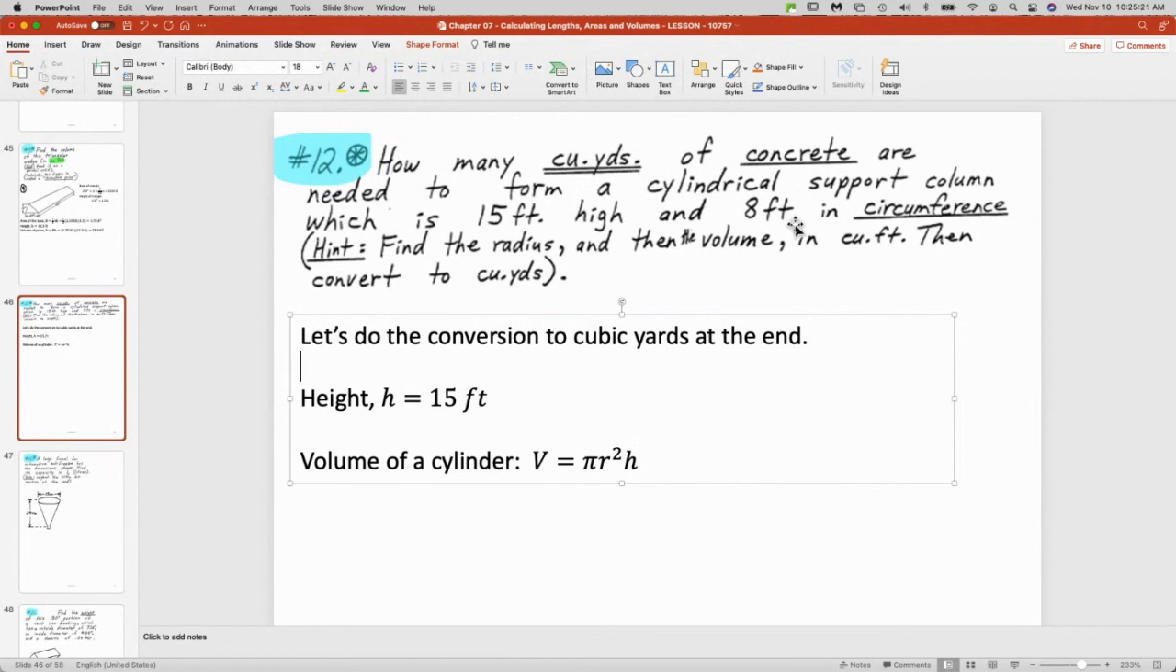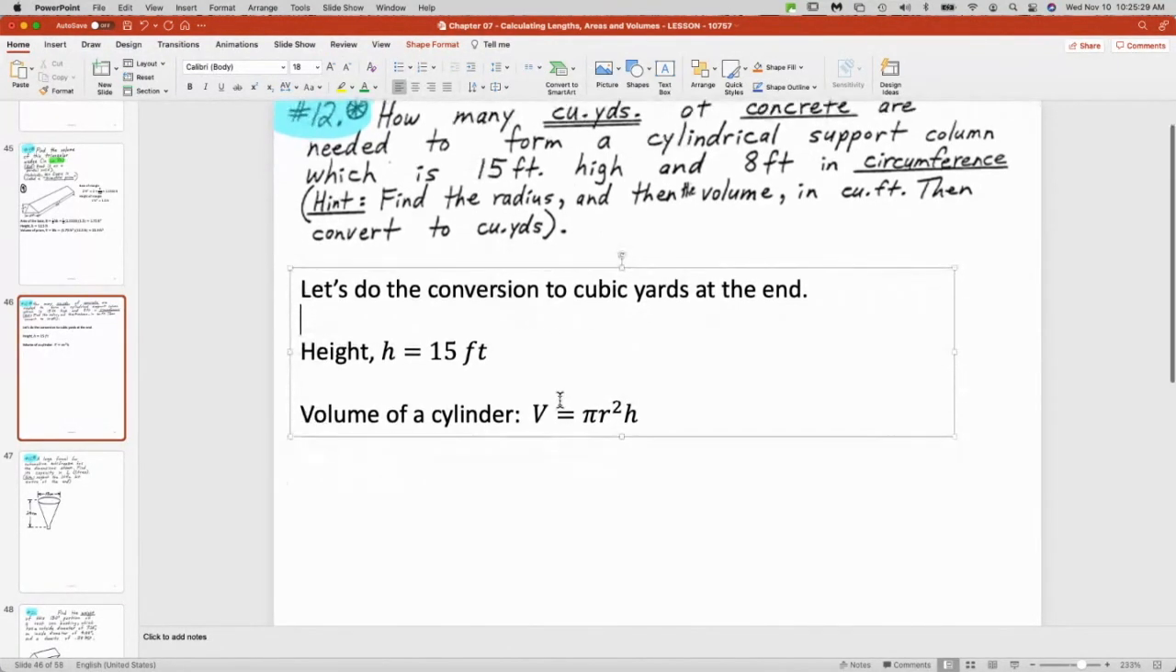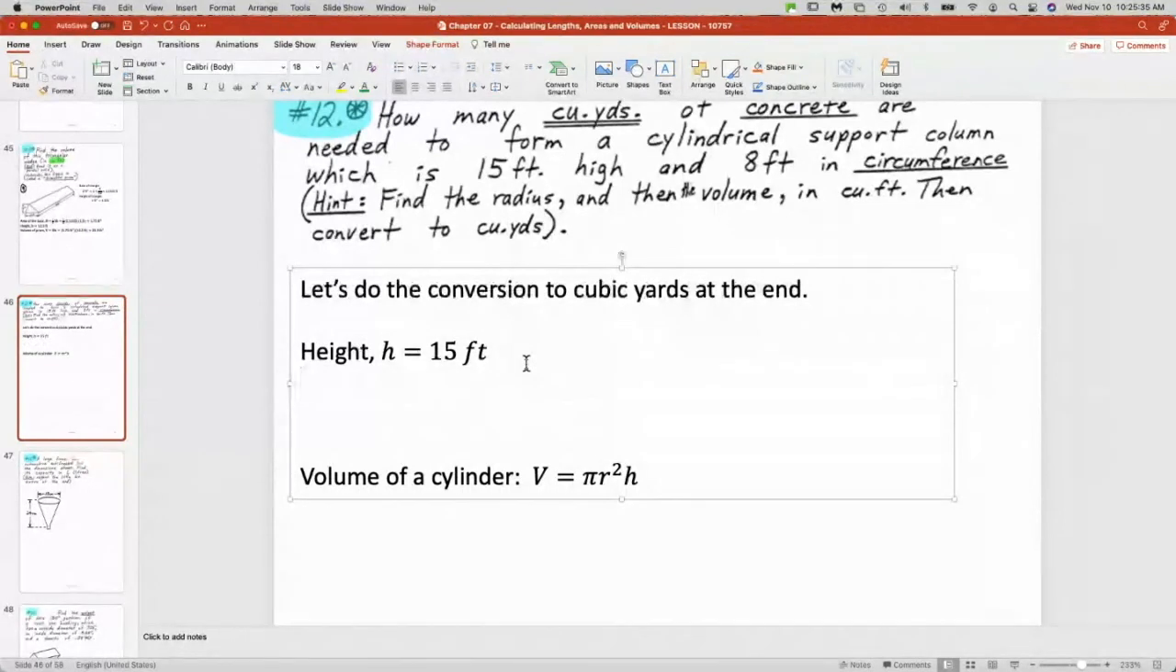It'd probably be more efficient to convert to cubic yards at the end anyway, because it's only one conversion versus two conversions otherwise. We need to get the radius. We don't have the radius here because we're given the circumference. So we have to dig back into our area calculations for circles and perimeter.